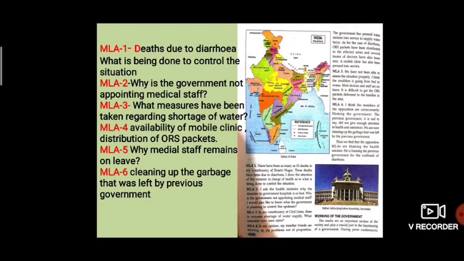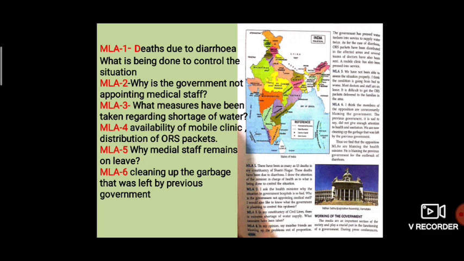He is saying the government has pressed water tankers into service to supply water twice. As for the case of diarrhea, ORS packets have been distributed in the affected areas and several teams of doctors have also been sent. A mobile clinic has also been pressed into service. Now he gave answers to all three MLAs. To the first MLA, he is saying we have provided ORS packets. To the second, he is saying we have medical staff. To the third MLA, he is answering that we have put water tankers into service to supply water twice.